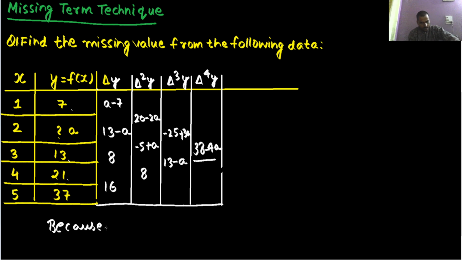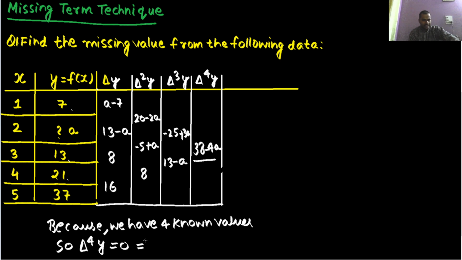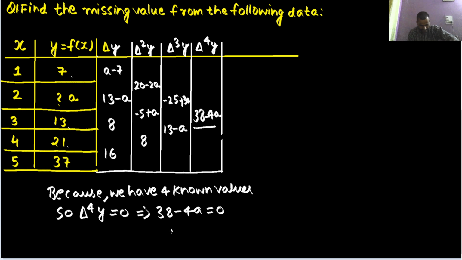Because we have 4 non values, so this is equal to 0. Now simply equate this to 0. So 38 minus 4a equals 0, which gives you a as 38 by 4, which is 9.5.